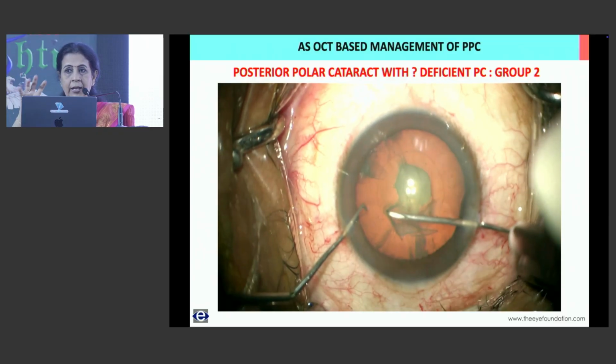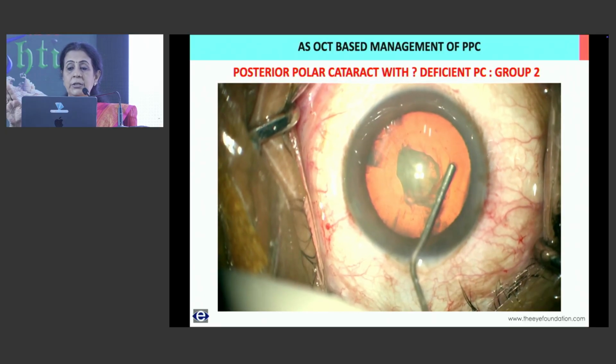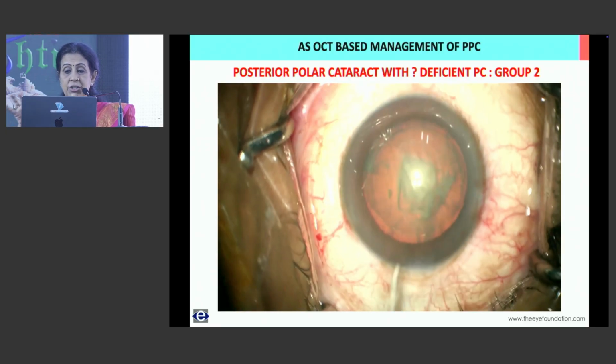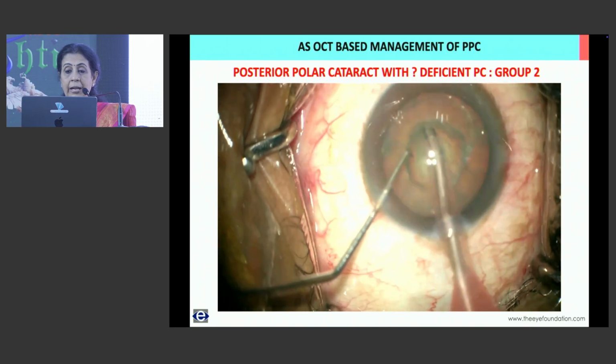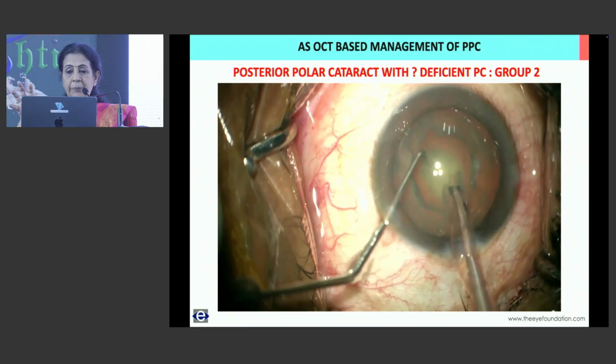Now, here again, I would make a small recess, because here I will not do a hydrodissection. I would only do a hydrodelineation. I see that golden ring, and I'm not going to rotate the nucleus. I'm going to debulk the superficial epinucleus.